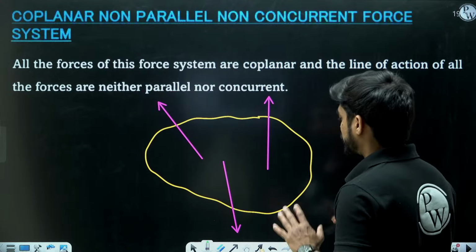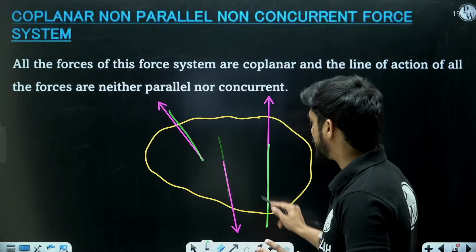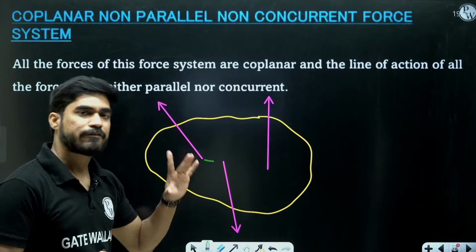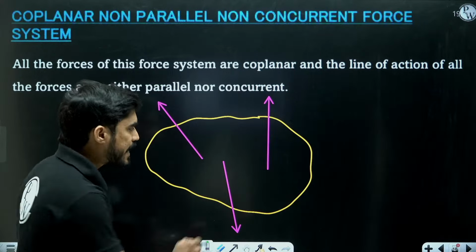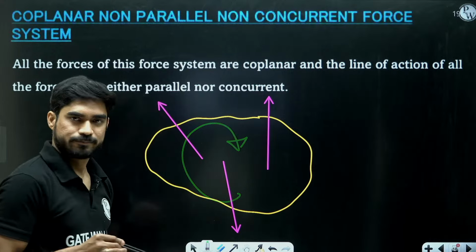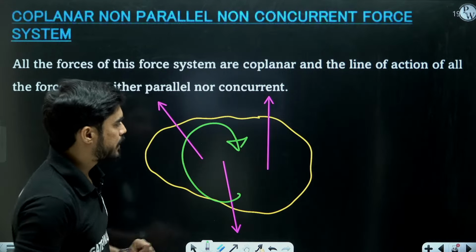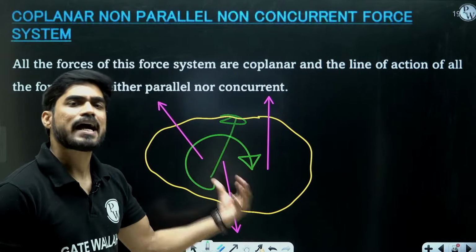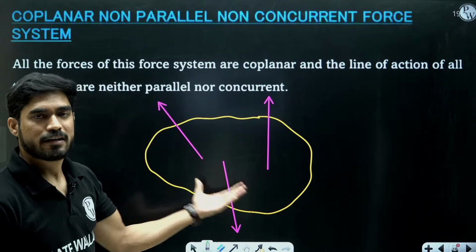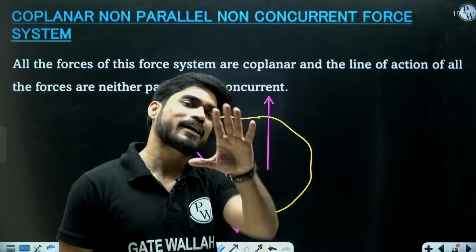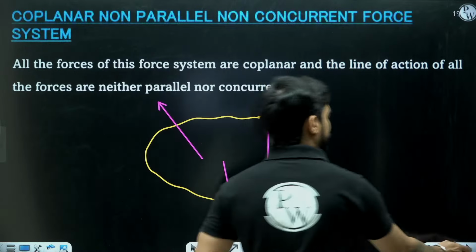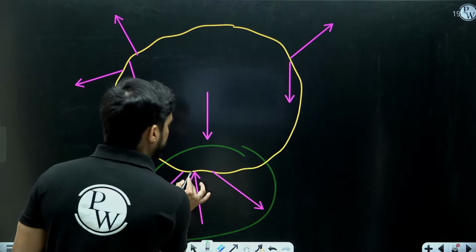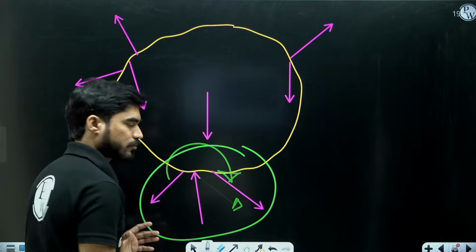But in this case, the forces are passing through different points. They are not intersecting at a common point. So if I find the resultant in this case, I will get one force as well as one associated moment. The resultant of these three forces will be a force and a moment. How do we get this moment? Why are we getting this moment? If you are not able to understand from here, when we calculate the resultant, you will understand. So associated moment means in some cases when we combine the forces, we not only get a force, we also get a couple.